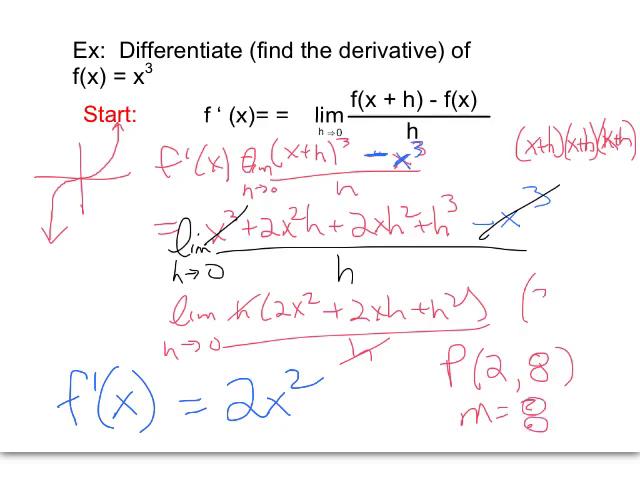Well, what about at 3 comma 27? The slope would be, come down here to our machine and plug 3 in. X equals 3 would be 9. 9 times 3 is 27. The slope would be 27 at the point 3 comma 27. All right, hopefully that made sense. I went through the algebra kind of quickly, so let me know if you have any questions there.